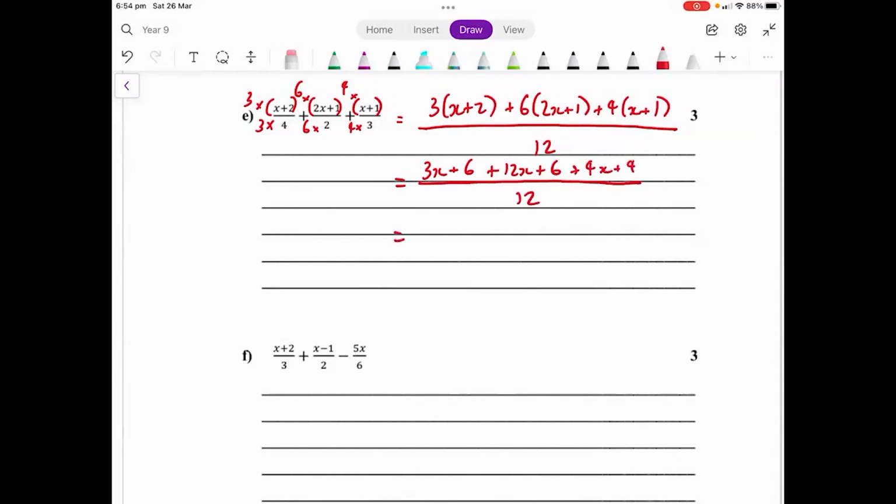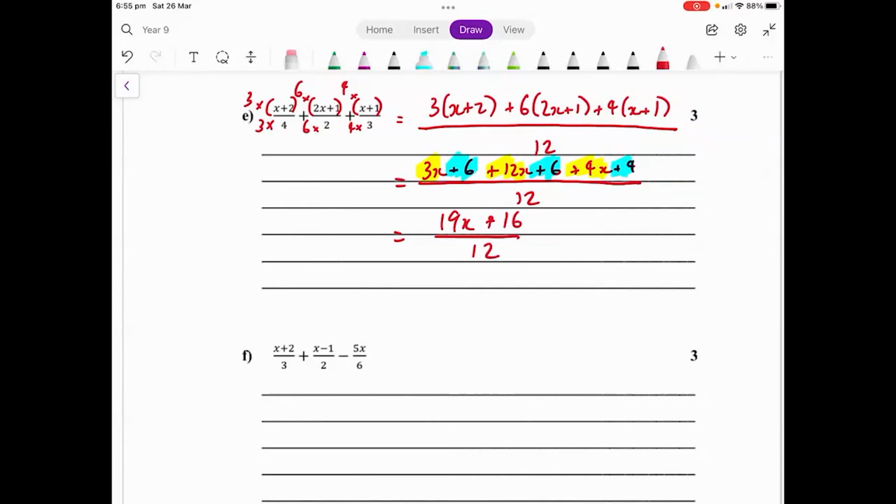Then I can collect my like terms. 3x plus 12x plus 4x gets me 19x. 6 plus 6 plus 4 gets me 16. Final answer, 19x plus 16 all over 12.